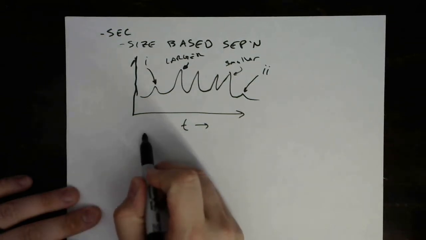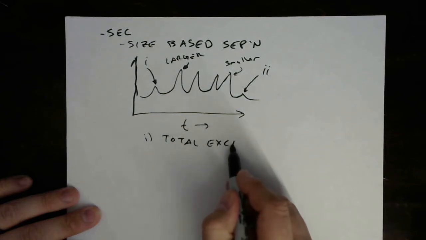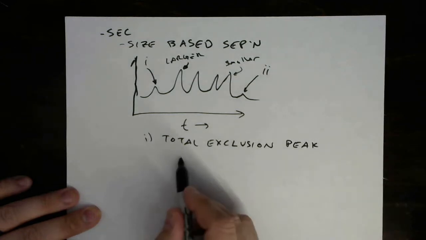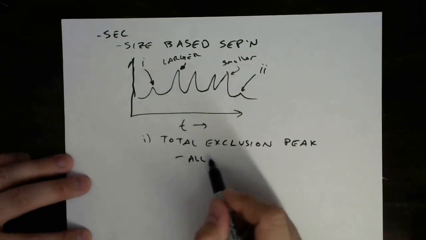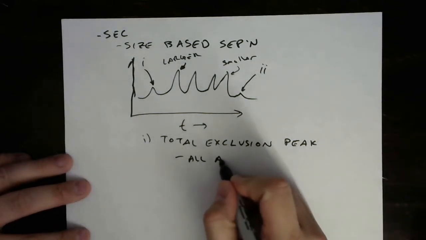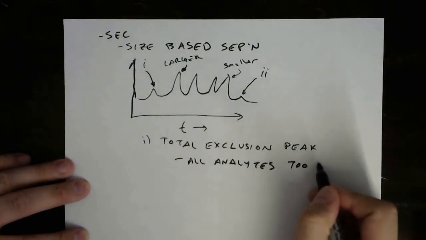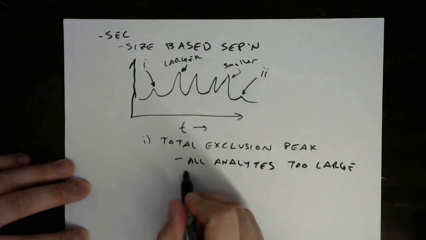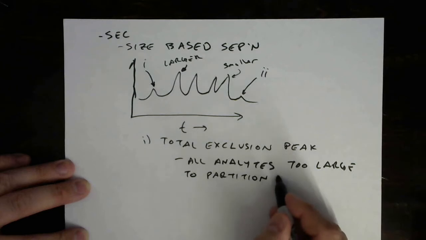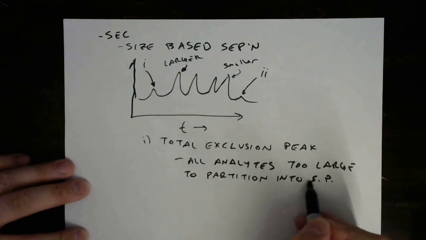So what are these? Well, peak number 1 is called the total exclusion peak. And what's happening in the total exclusion peak, these are all molecules or particles or materials that went through the column, all analytes that were too large to partition into the stationary phase. We'll take another look at partitioning in the stationary phase in just a second.